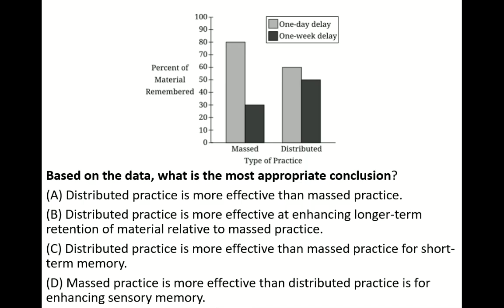All right. The answer is... So remember, this is a sciencey question, and you need to learn how to read graphs. Distributed practice is more effective after a 1-week delay because it's just better. Distributed practice is when you study several times in short bursts rather than cramming. Massed practice is cramming.